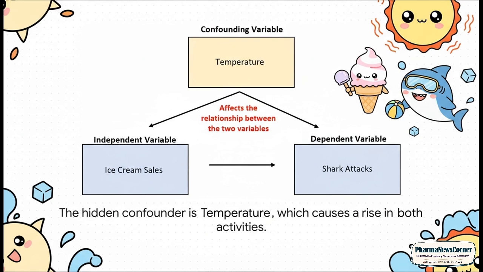It makes perfect sense when you think about it. When it gets hot, what happens? More people buy ice cream, and more people go swimming in the ocean. The hot weather is causing both things to increase. The ice cream has nothing to do with the shark attacks. And this is why spotting these hidden variables is absolutely critical.